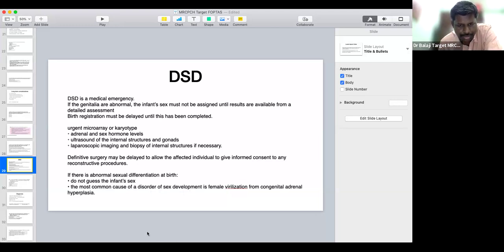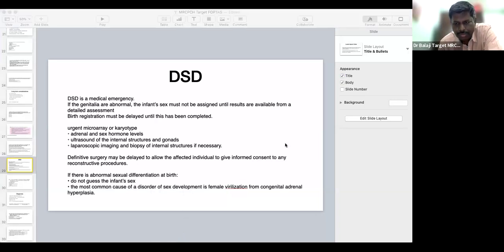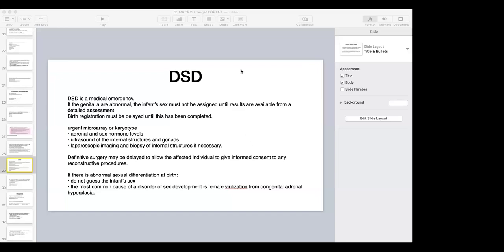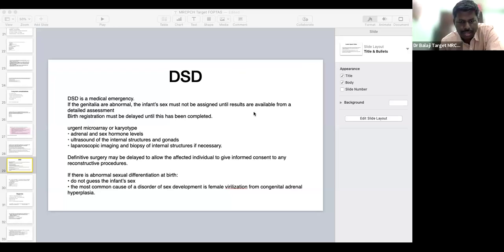They keep asking this again and again, they keep touching this concept again and again. What is the commonest cause for ambiguous genitalia in a female child? 21-hydroxylase deficiency. So it's congenital adrenal hyperplasia. They are concentrating more on congenital adrenal hyperplasia, especially 21-hydroxylase deficiency.